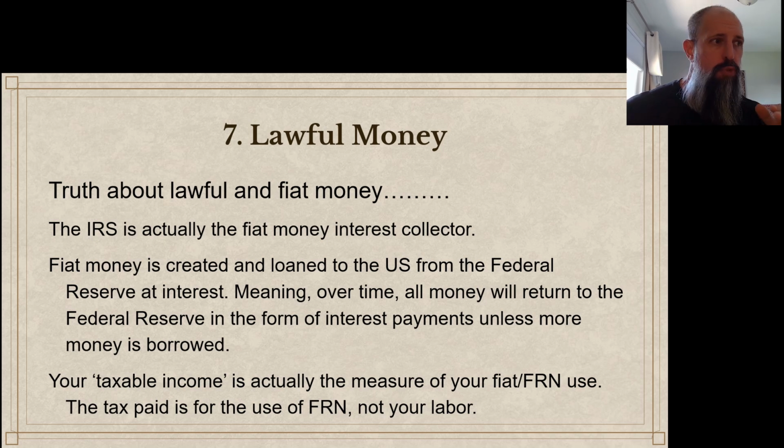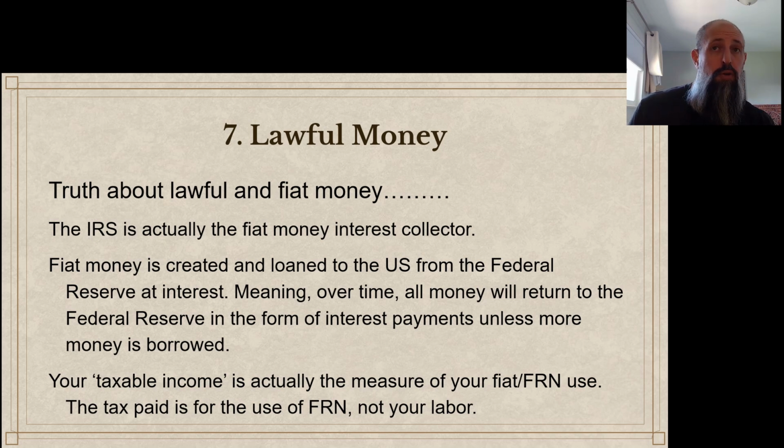So your idea of your taxable income is really just your use of Federal Reserve notes. Let me say that again. Your taxable income is your calculated use of their fake private money. Okay? If fiat money is introduced into a society and no more money is added, over time, all of that money will go back to the Federal Reserve in the form of the interest. So, your income tax is the use of fiat money tax. Okay, that's how they did it. They tricked us all into it.